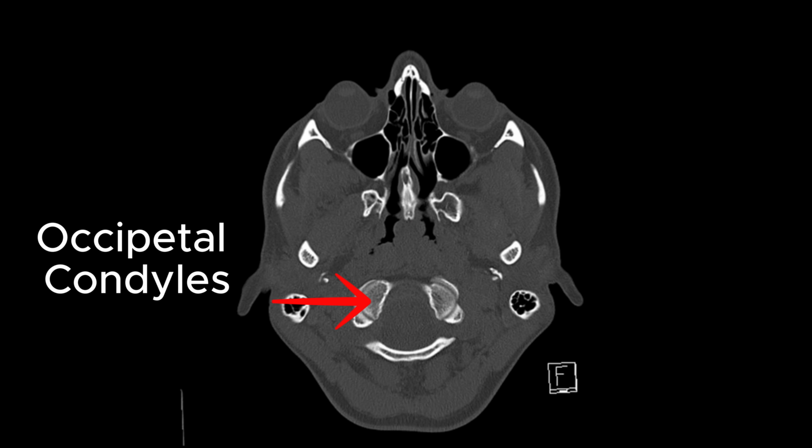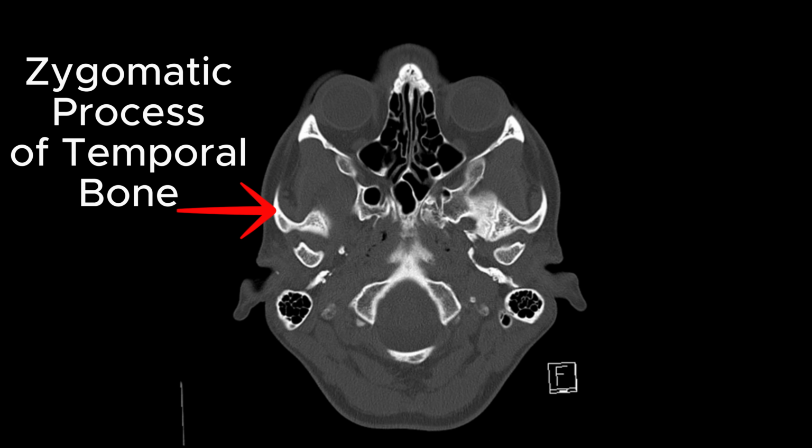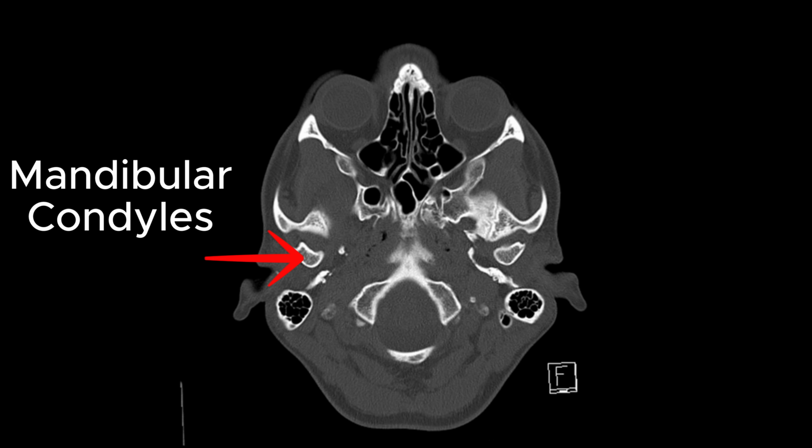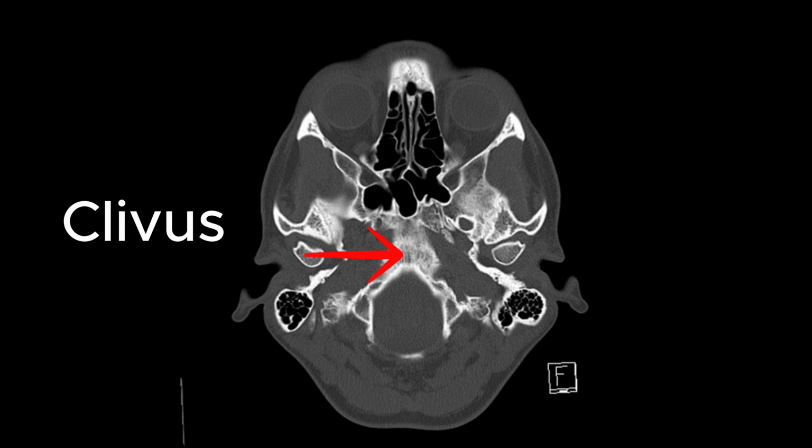These are the occipital condyles. This is basion, the midpoint of anterior margin of the foramen magnum. This here is the zygomatic process of the temporal bone, and just below it you can see the mandibular condyles. This is the greater wing of sphenoid, and this broad portion is the clivus, which is part of occipital bone at the base of the skull.